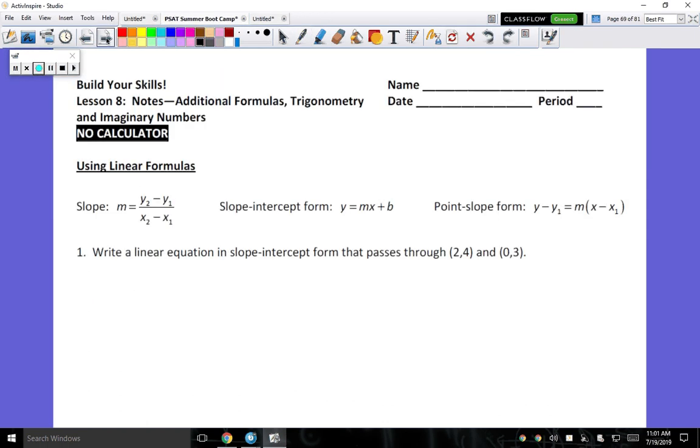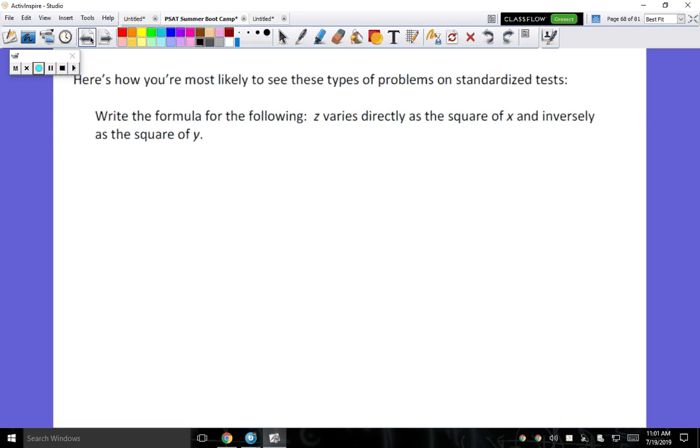Okay, so I believe this is, yep, this is the last slide. Here's how you're most likely to see these problems on the test. Write the formula for the following. Z varies directly as the square of x and inversely as the square of y. What do I do? Put it over y squared.